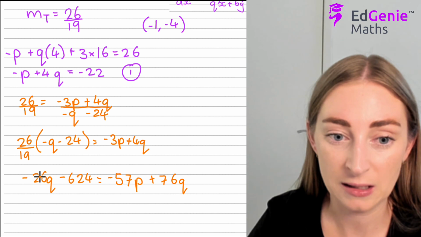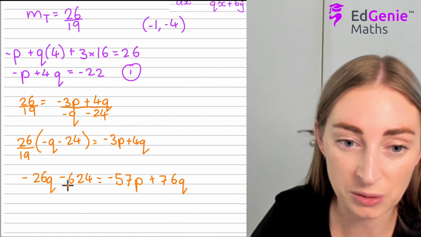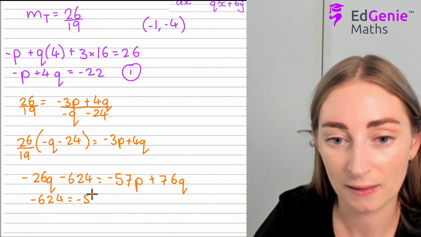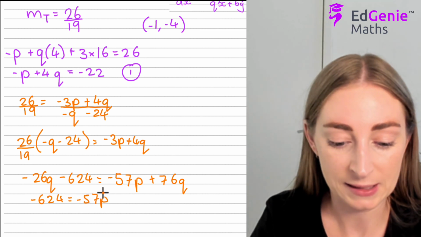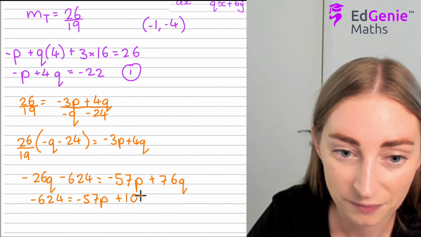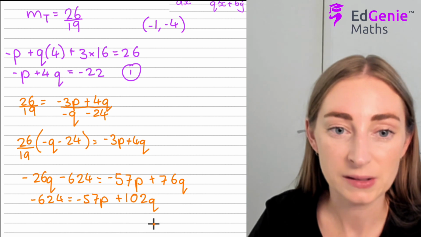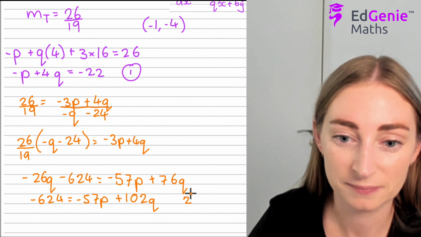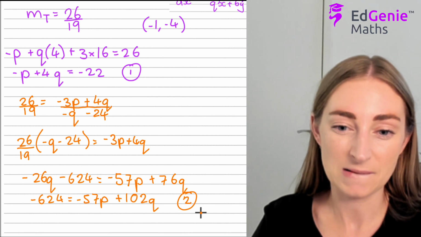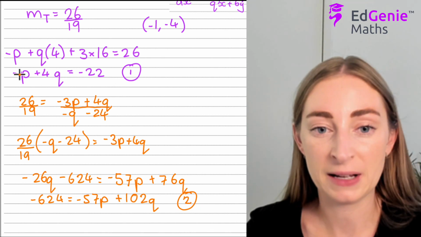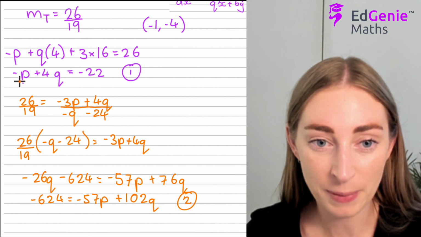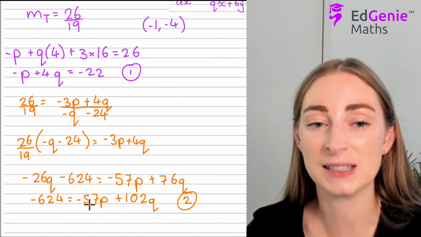Now, let's add 26q to both sides of the equation. 76 plus 26 is 102. Okay, so this is our second equation. Should we simplify it? Nah, let's just leave it, it's fine. Right, we have equation 1, equation 2. We have got negative p, and here we've got negative 57p.